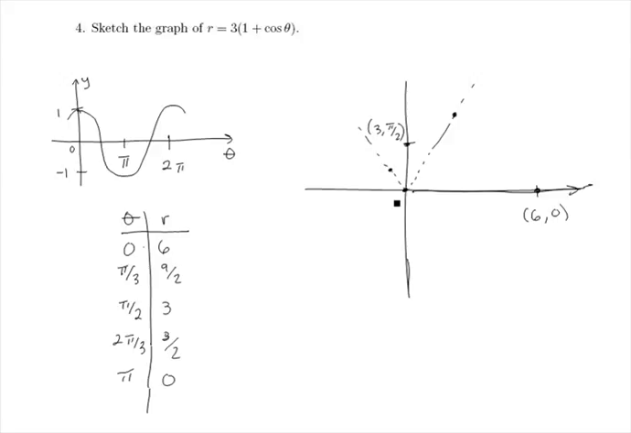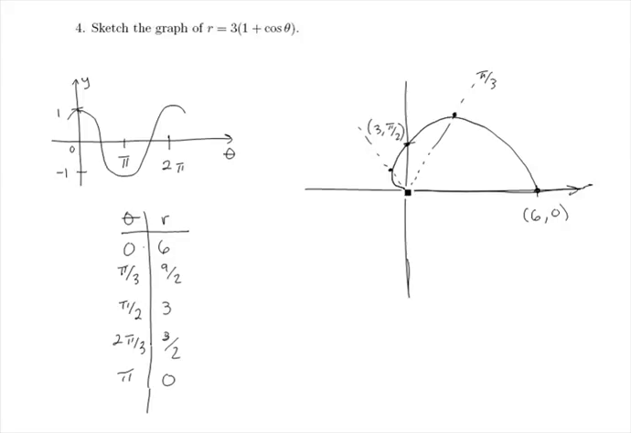So notice we go from radius 6, angle 0, to radius 4.5 at pi over 3. And at pi over 2, we're at 3, and then 1.5, and then back down to 0. So you can see that this graph probably looks something like this.